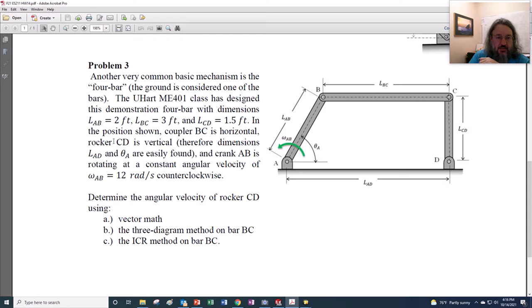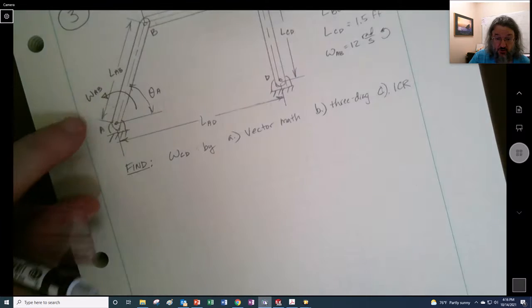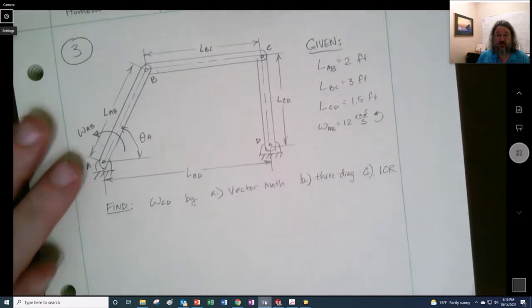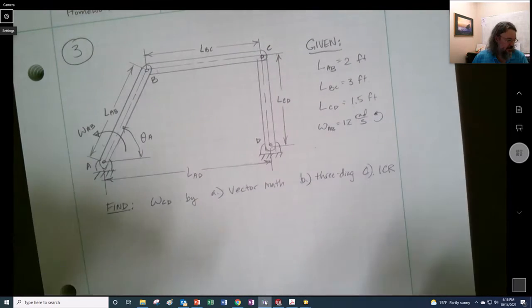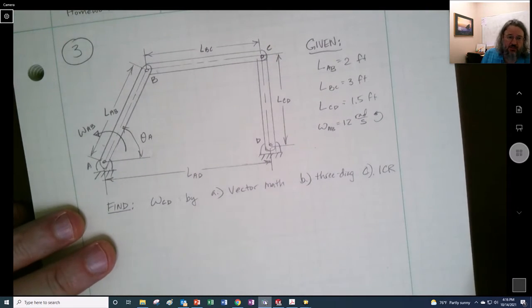And let's see here. So the crank is moving. This crank here, AB, is moving at 12 radians per second counterclockwise. So we want to find the angular velocity of CD using all three of these methods. So let's get started. Okay, so I've written out the problem. And I think the vector math is the one that's going to take me the most amount of time.